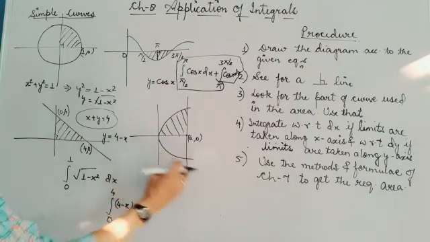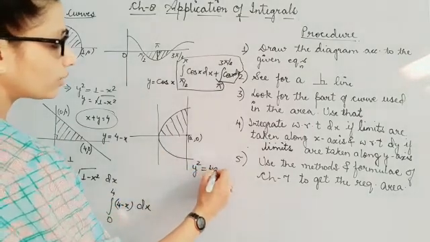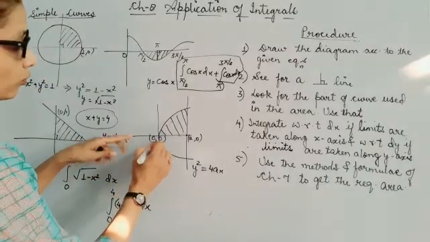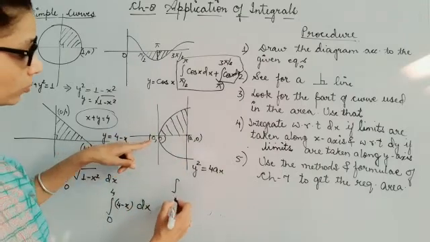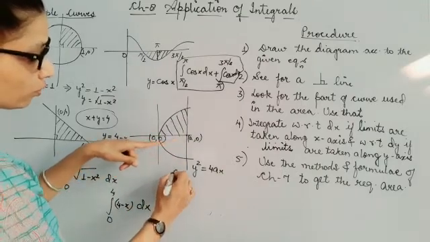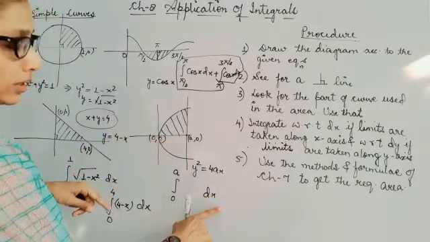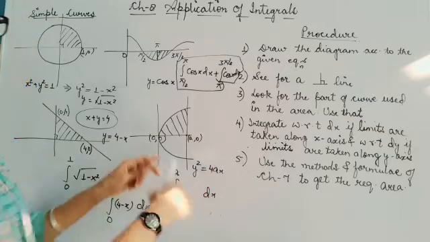Now you see this is a parabola whose standard equation is y square equal to 4ax. Now that means if you want to find out the area of the shaded region, you will be moving from 0 to a, and since you are moving along x-axis, you will be integrating with respect to dx, and then you will be framing it in terms of x.